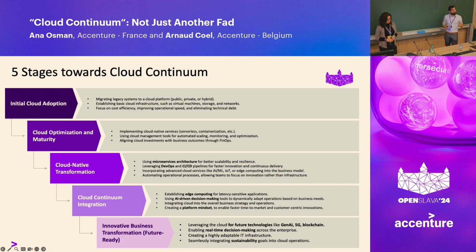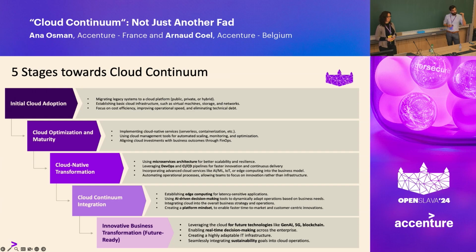The second stage is optimizing and becoming more mature, where you start playing with serverless, containerization, you start seeing what the cloud offers. You can start using cloud management tools for scaling, monitoring, and optimization, and so on. Once you get to the third stage, you're really looking at your application architectures, and you can start looking at using microservices, for example, or really starting to look into serverless. You start leveraging DevOps, you incorporate advanced cloud services.